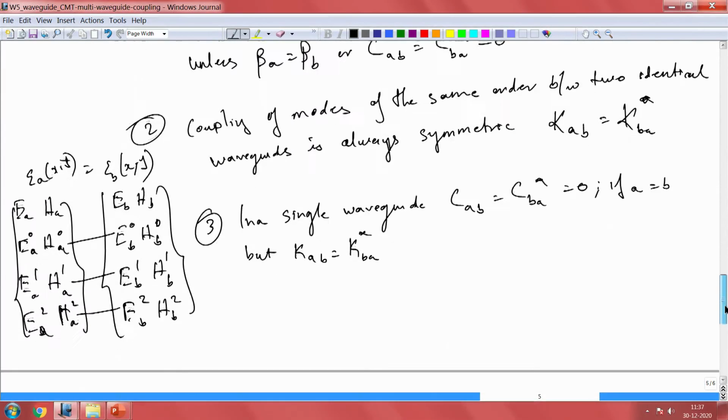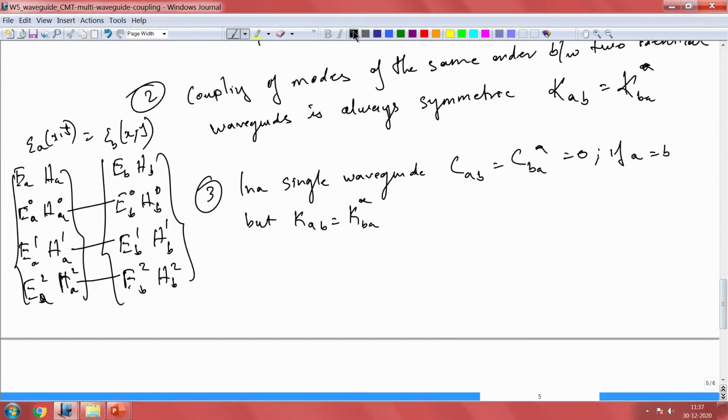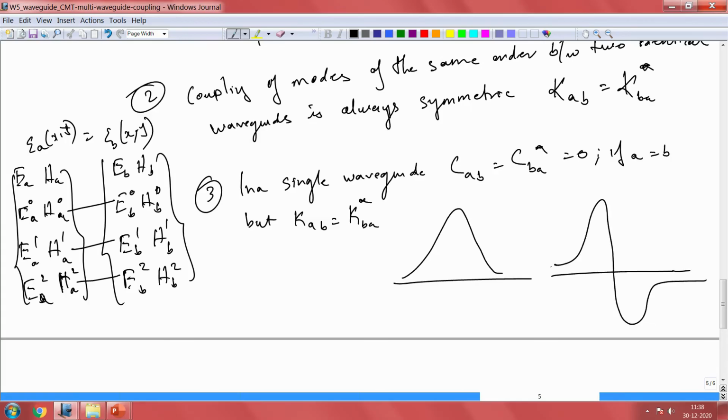Just to give you an example, if you take two modes, for example a mode like this, and then the first order mode, here the coupling kappa is going to be 0, because the overlap integral between these two modes will cancel out. So the net will be 0, and you will not have any field overlap.